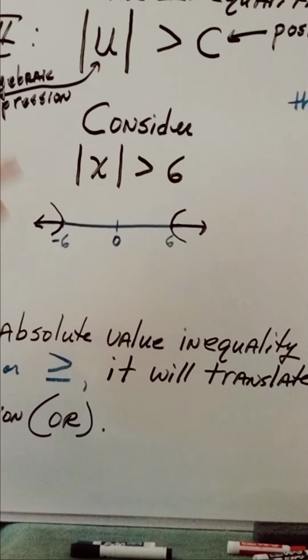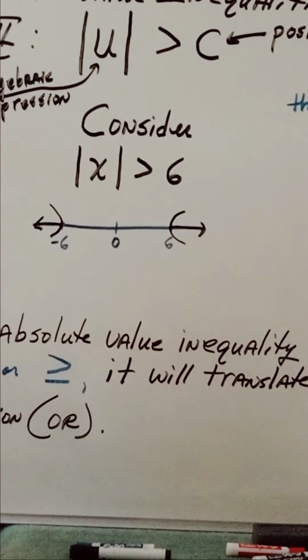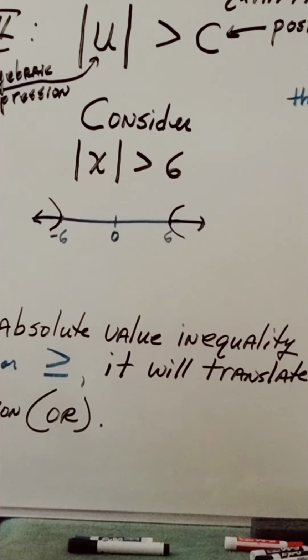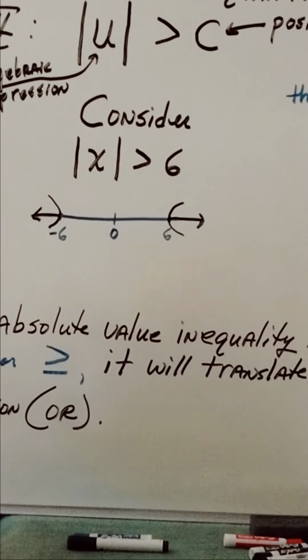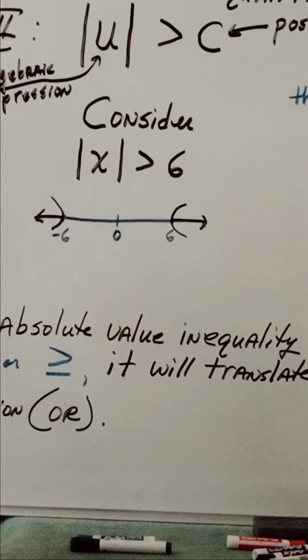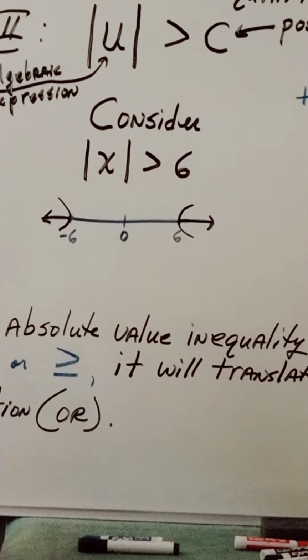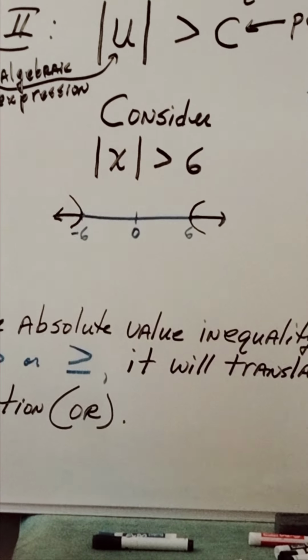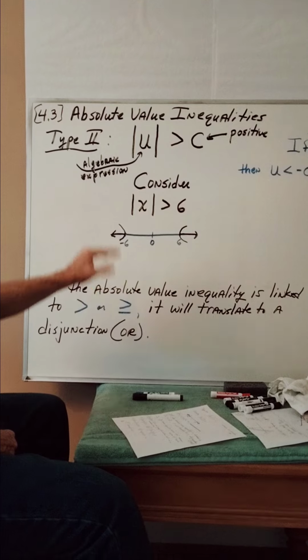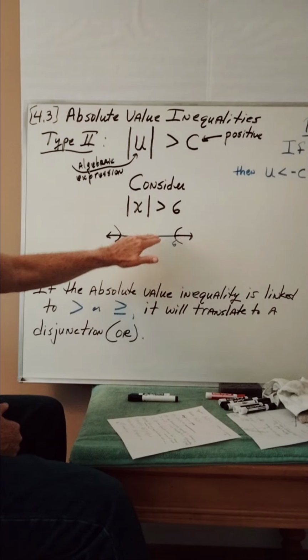Folks, look at the completed graph. That is not intersection. The wings of that graph, the intervals of that graph are pulling away from one another. They're pulling apart from one another. This is an OR. This is a disjunction.